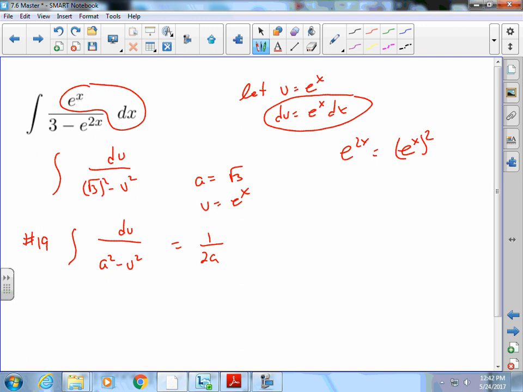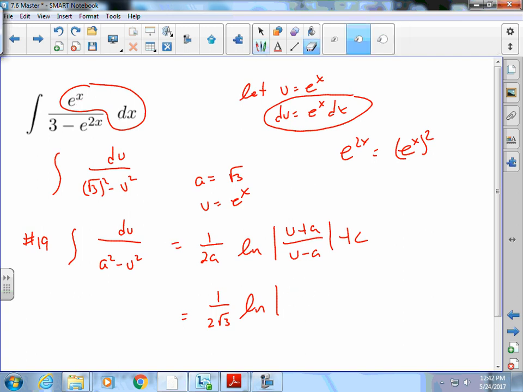1 over 2a times the natural log of the absolute value of u plus a over u minus a plus a constant. And now, like I said, we already listed what everything is. 1 over 2 square root of 3. We're not going to rationalize that. We talked about that in class. The natural log of square root of 3. Oops. I'll put them in the right order.